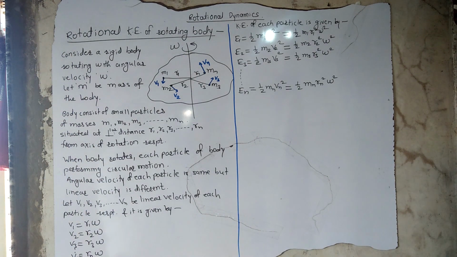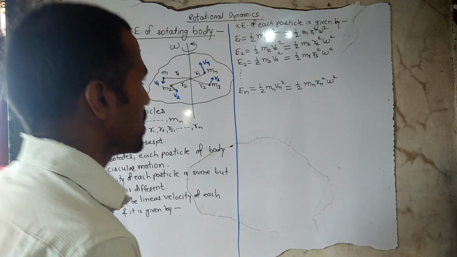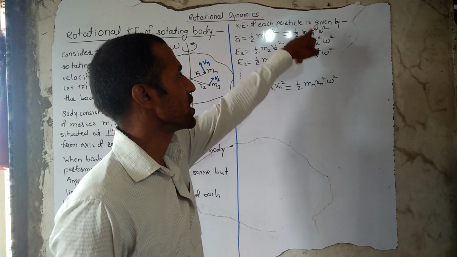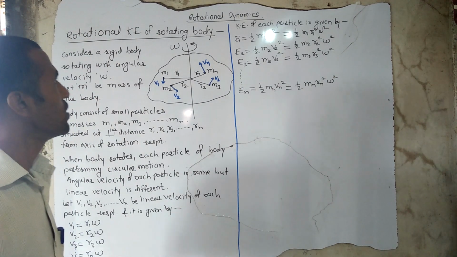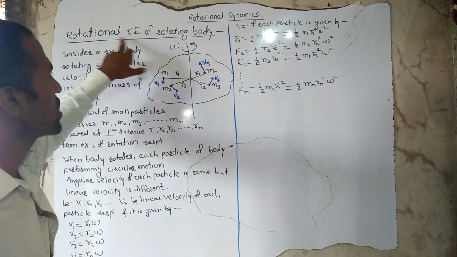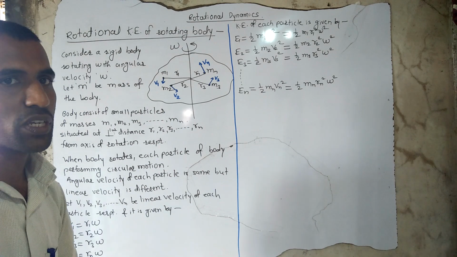In all the equations, the mass of each particle is different. The distance of each particle from the axis of rotation is different, but the angular velocity of each particle is same. Okay, these equations represent kinetic energy, but we are going to calculate the rotational kinetic energy of the entire body.